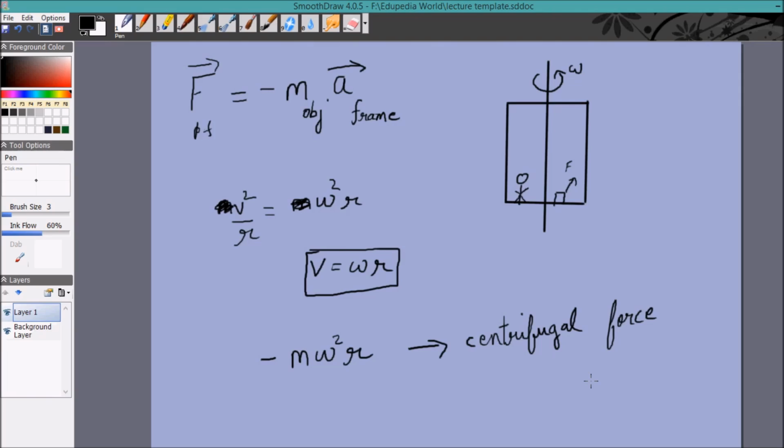Right, this completes dynamics of circular motion. In the next video, we'll start a new unit called work. Mechanics for motion for us has been completed.